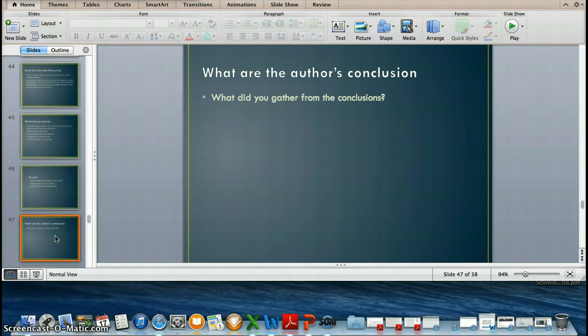Then you want to read the conclusion. What did you gather from the conclusion? After having read all of this, how is it tied together and what is it saying?